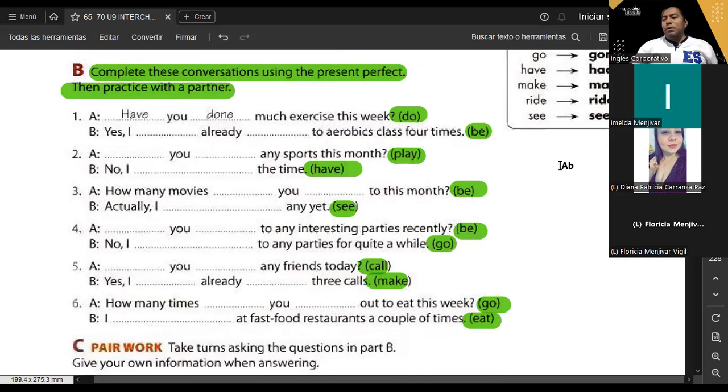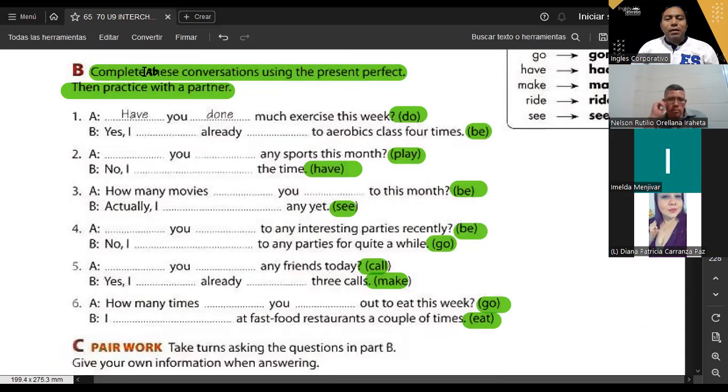Okay? So give me a second. I have an audio from one of your classes. Ahorita identifique el pasado participio, the past participle of those verbs.